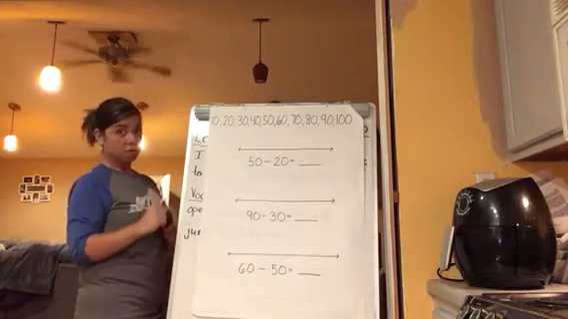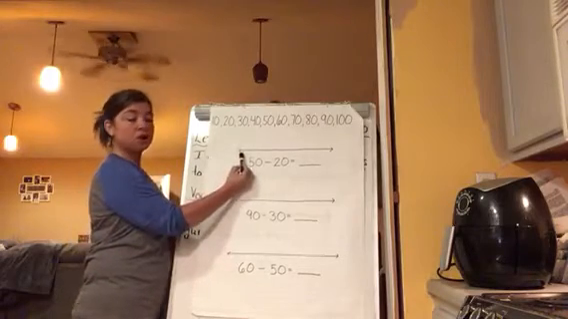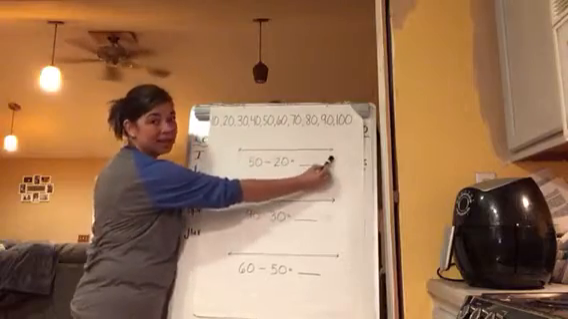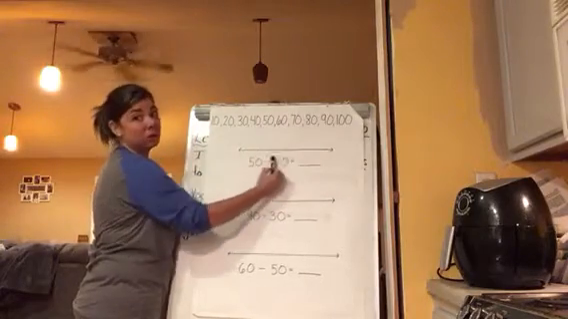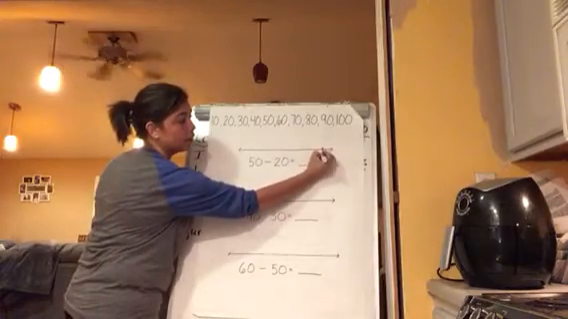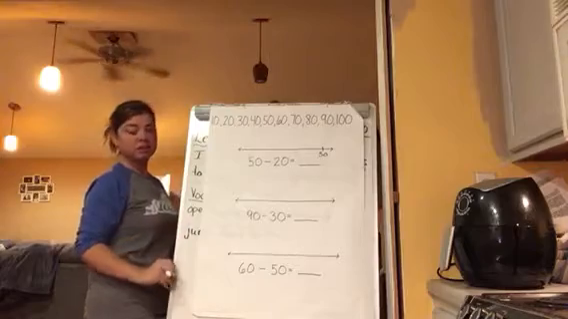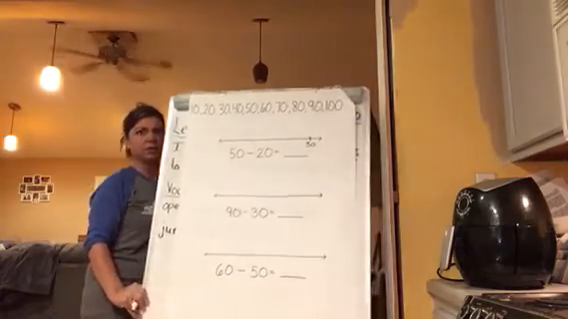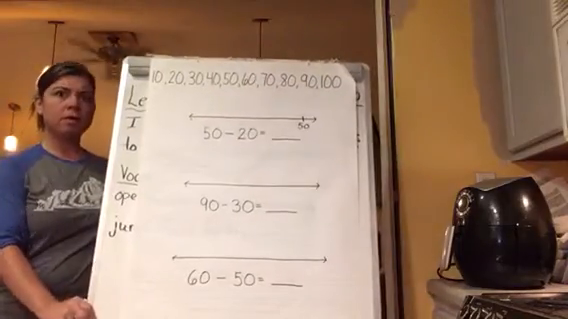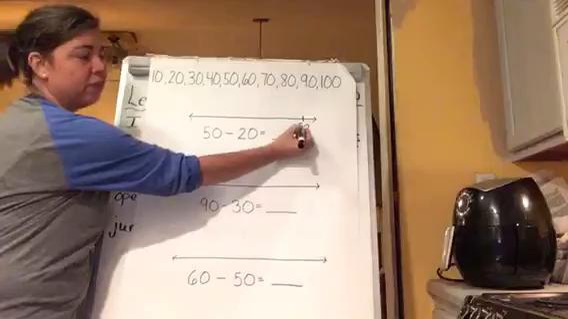Now remember, earlier I said when we're subtracting, we don't start on the left of the number line. We're going to start on the right and count backwards. So I'm going to mark 50 on my number line. So there's 50. Let's move this up a little bit so you guys can see it a little bit better. Awesome sauce.